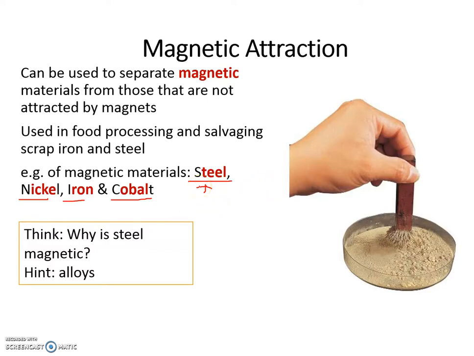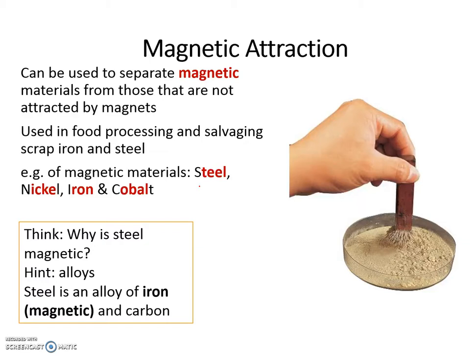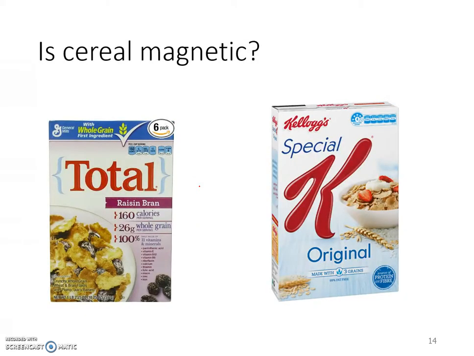So, why is it then is steel magnetic? Now, we should recall from the previous topic that steel is an alloy of iron and carbon, and iron itself is magnetic. Now, we will consider in the practical whether cereal is magnetic. Now, if you look carefully at this packaging, you'll realize that some cereals contain iron. Now look at your Honey Stars or any cereal that you eat in the morning, and look very carefully before we do the practical whether or not they contain iron. And if it does contain iron, will you be able to move the cereal with a magnet?